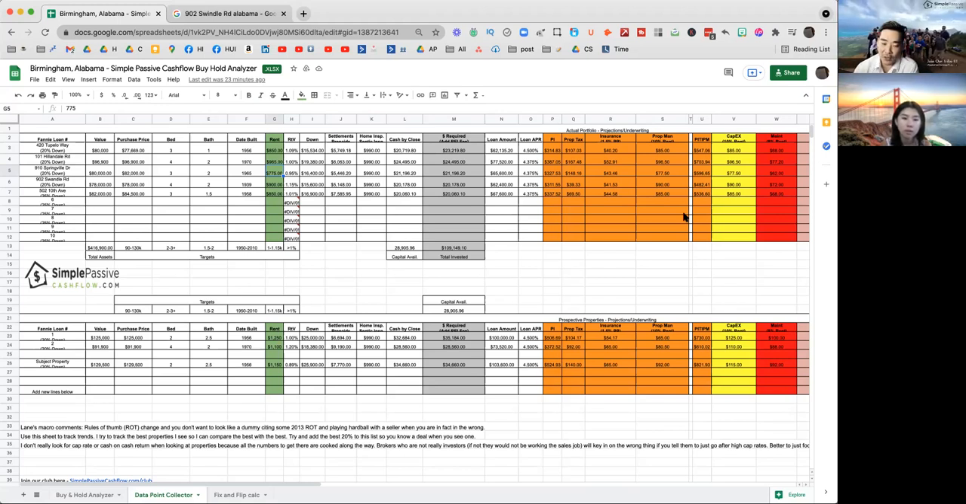But I think the hardest thing for folks getting started is that you're going to have to show at least a couple years of income statements. That's going to be the hardest.